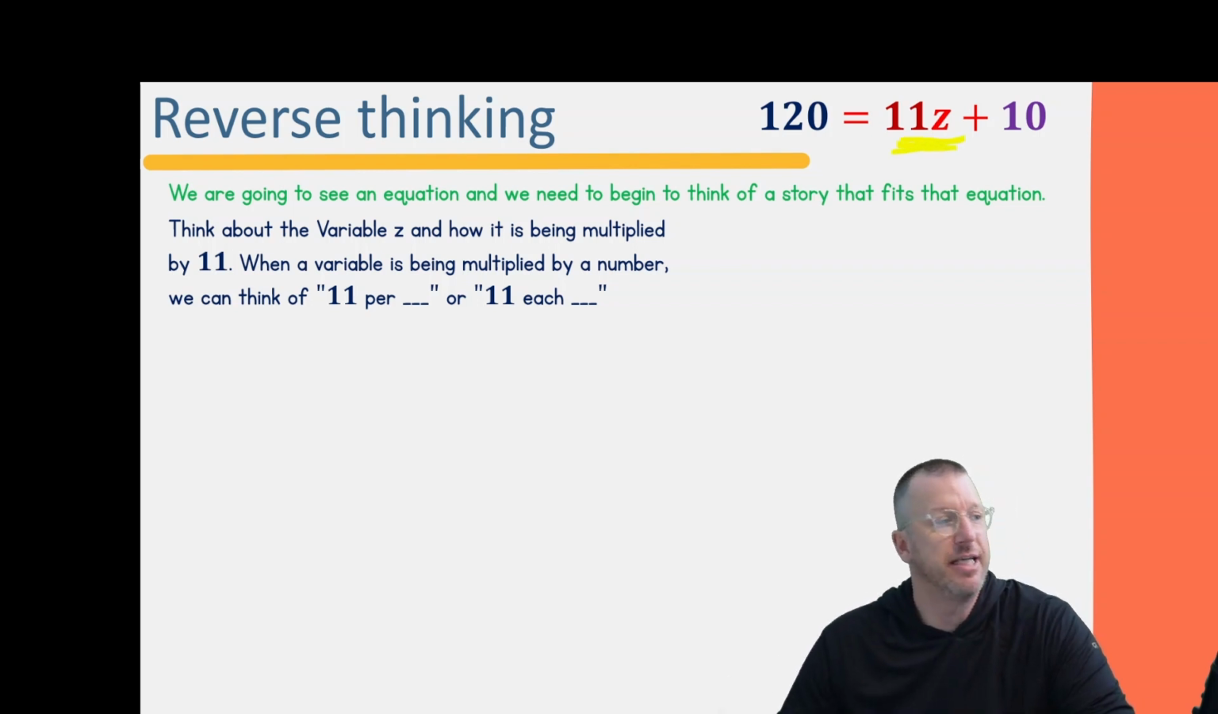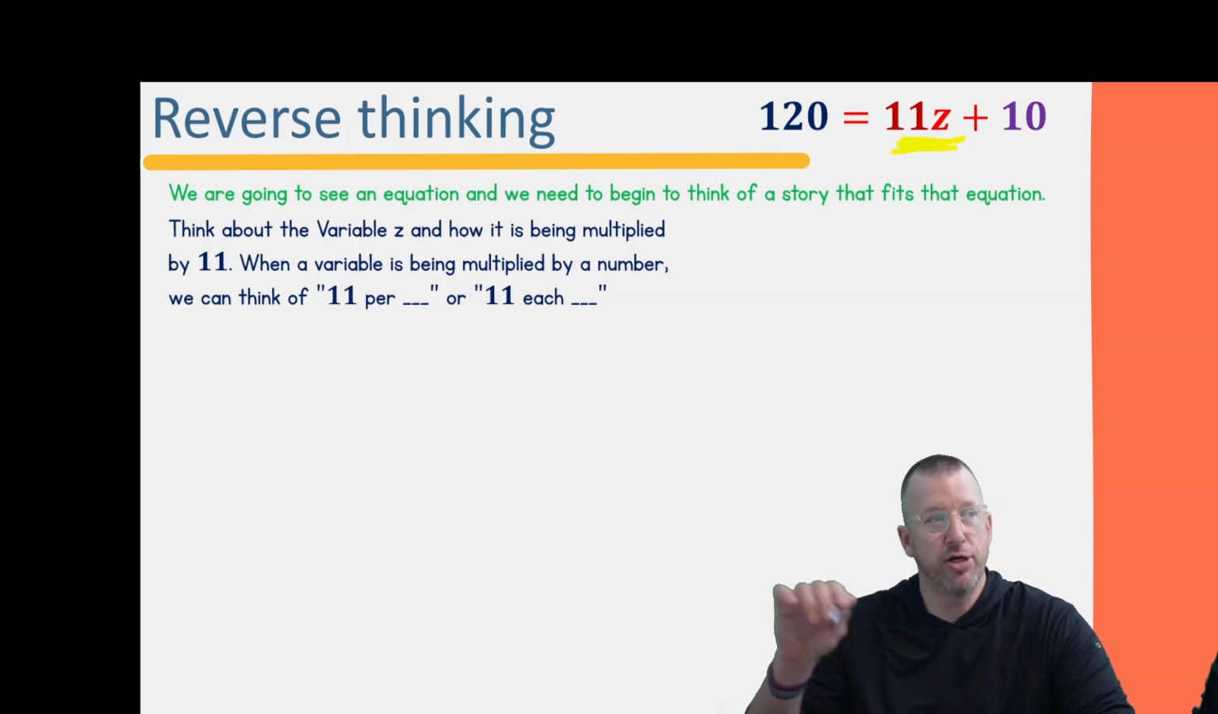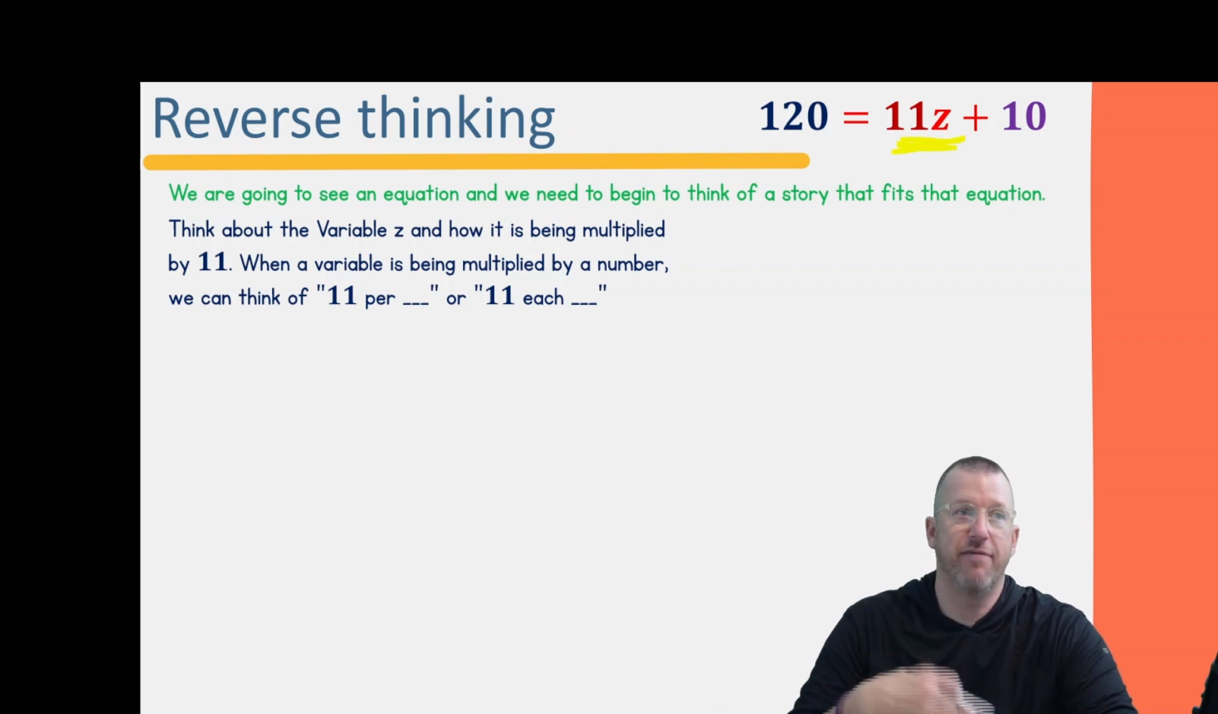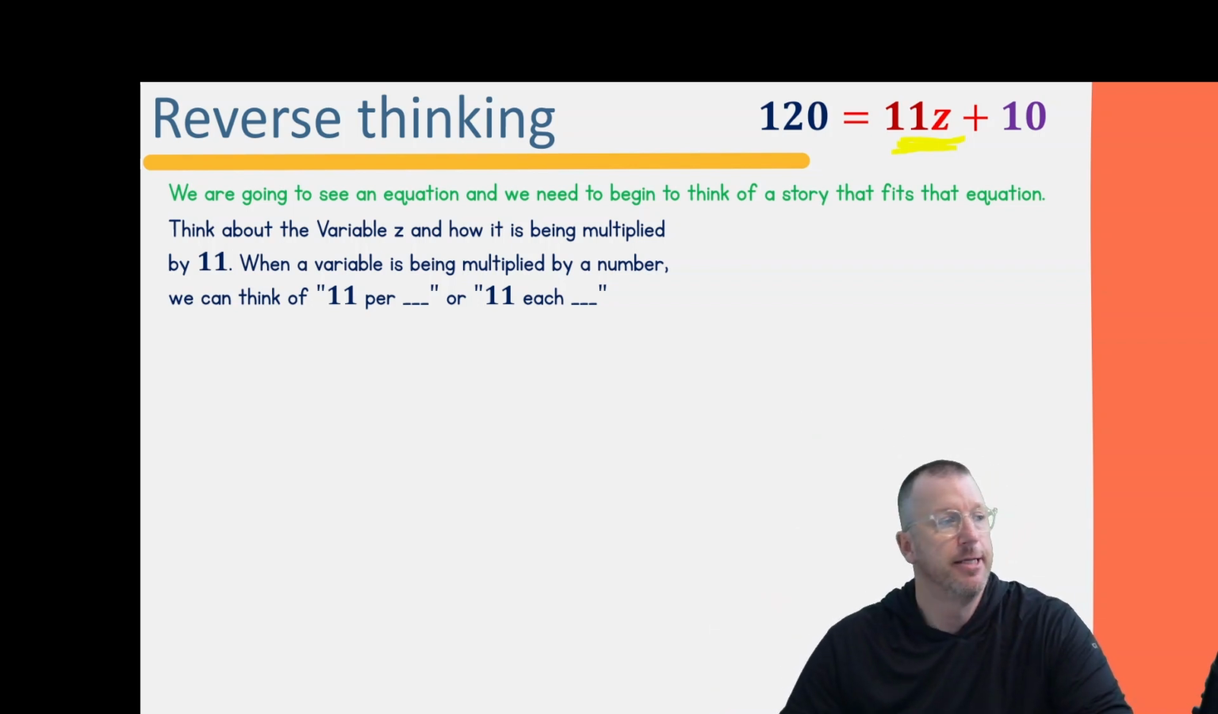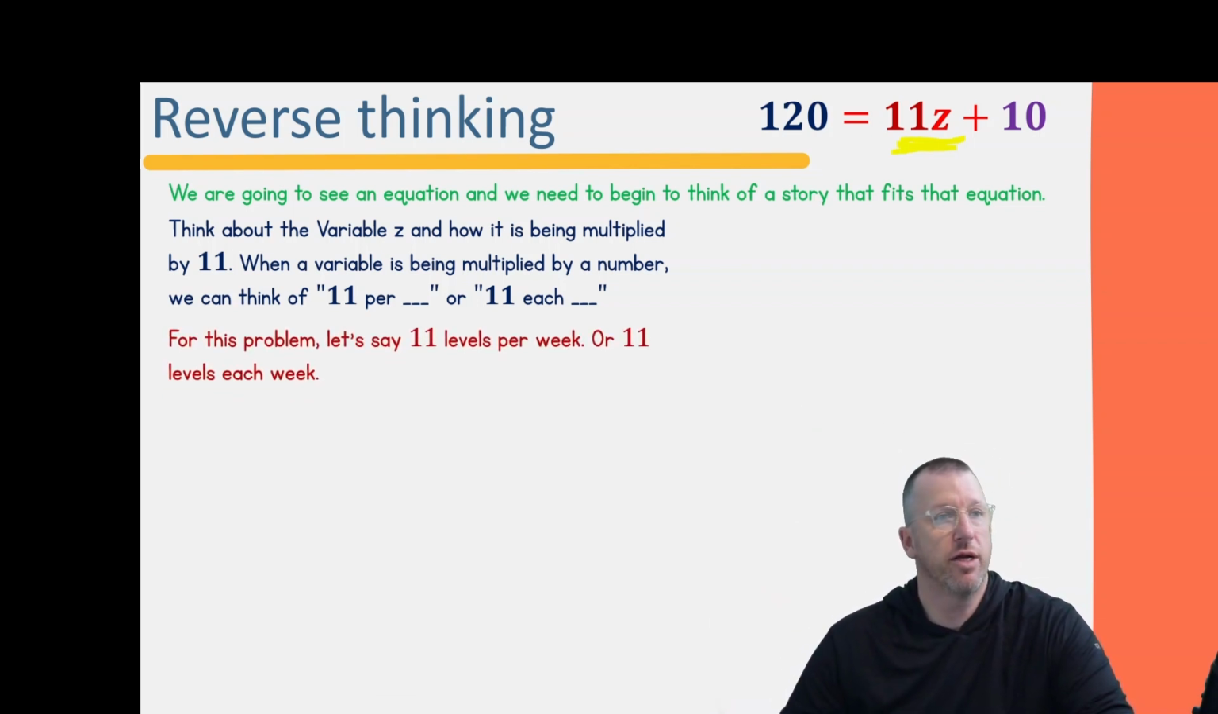All right, 11z. So when we think about it, we can say the number that's connected to the variable is usually being multiplied by a number. So we can think about 11 per something or 11 each, because whatever that number is, we're going to multiply by 11 and it's going to make our value go up. Okay, so for this problem, we're going to go ahead and say that 11 stands for 11 levels per week, or 11 levels each week. 11 levels of what? Well, we'll get to that.